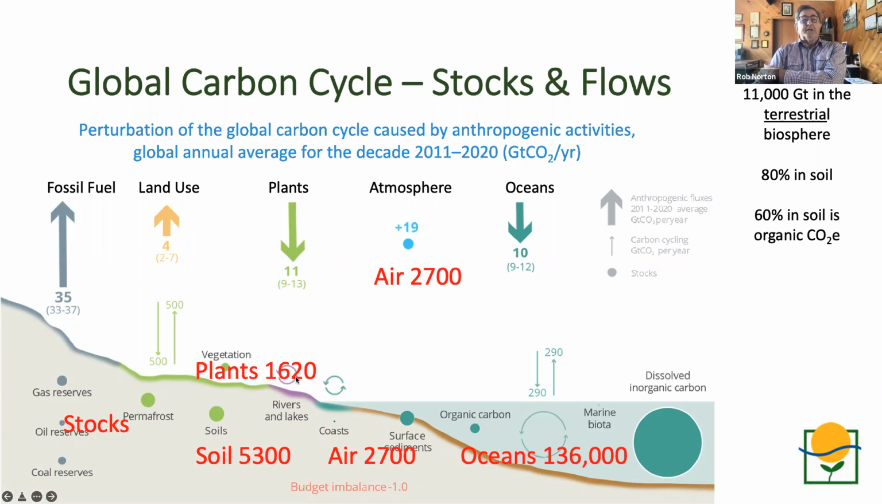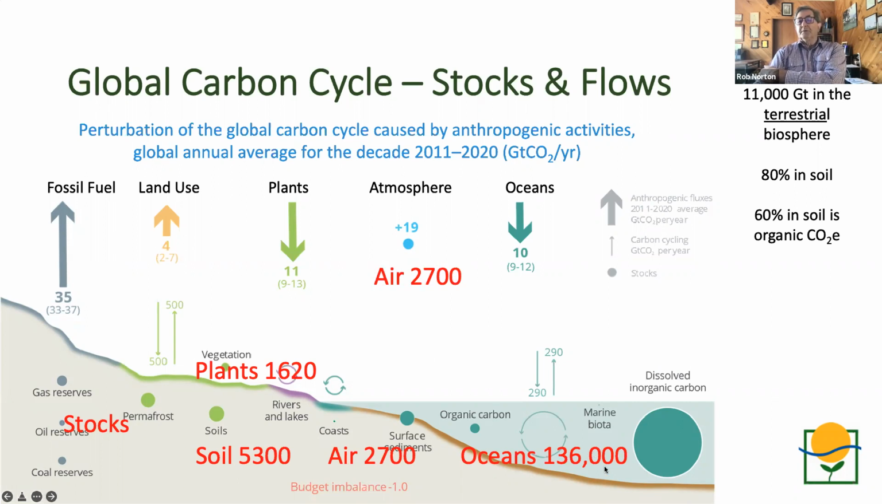In vegetation, there's about 1,600 gigatons of carbon, and there's about 3 times more carbon in the soil than there is in plants. And in the air, there's about 2,700 gigatons. So again, if you look at it, that's almost half. Soil has about twice as much carbon as in the air.